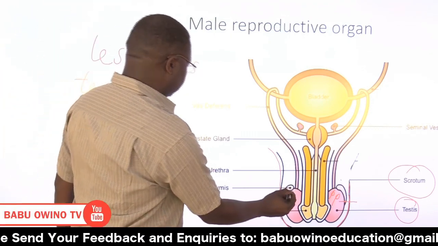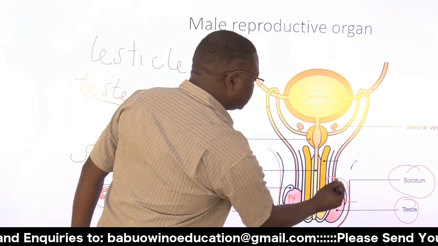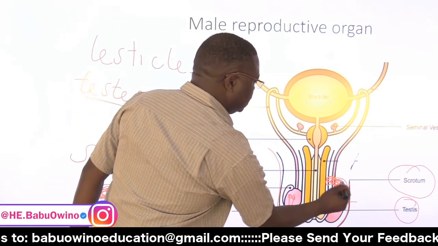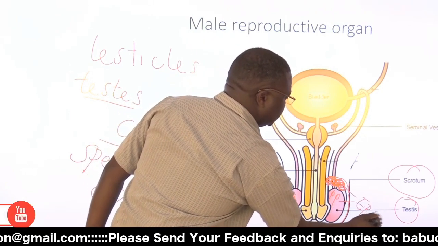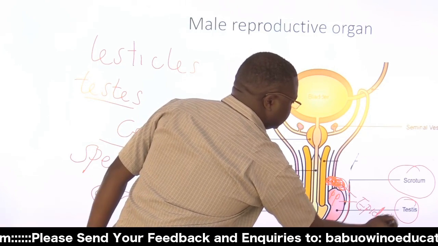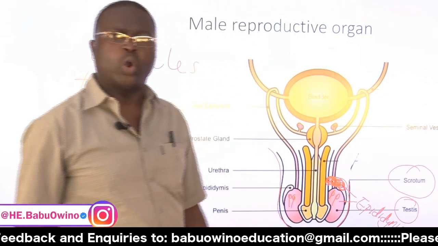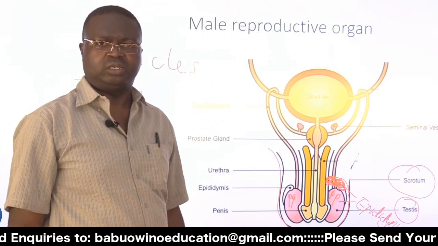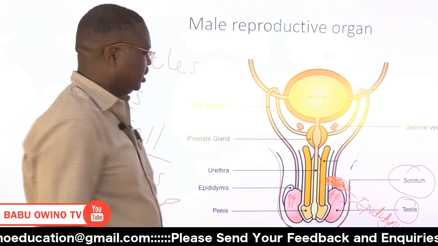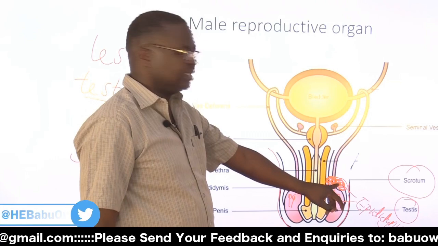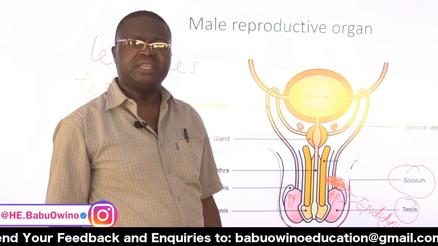From there, the sperms are usually stored. I think it's not in my diagram here, but above the testicle there's an organ referred to as the epididymis. The epididymis is where the sperms are stored, waiting for their removal. Their removal, you'll come to learn later, is called ejaculation. So they are produced in the testes and stored in the epididymis.